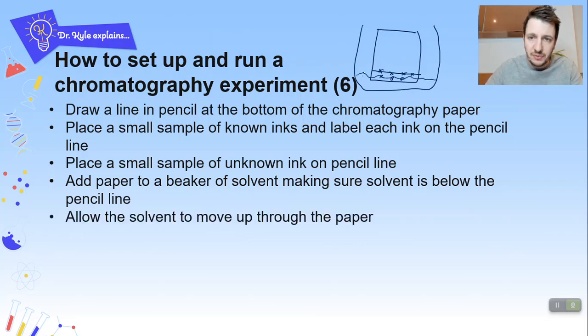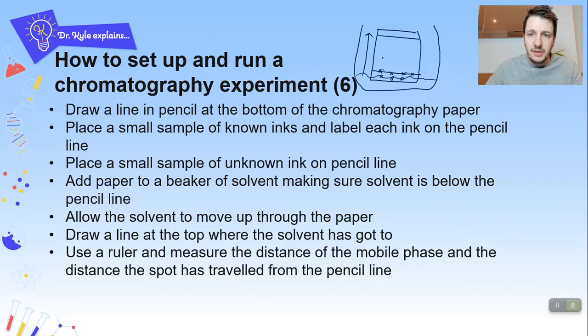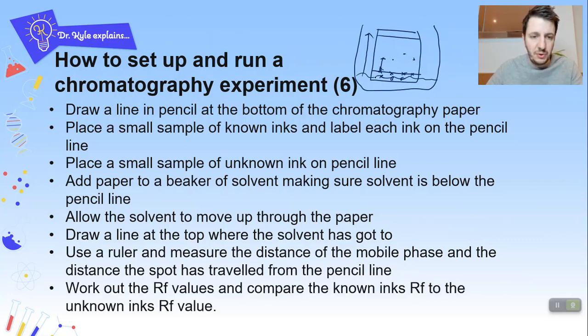Allow the solvent to move up through the paper, and then you draw your line at the top there. Use a ruler, and then you would measure all of these different samples here, like so, from the distance from there to there, and then from here to here again, and you work out the RF values that we just went through. Once we've got the RF values, you can then compare the RF values of your known samples to your unknown sample over in this one over here, and then you can work out what is in your unknown sample.